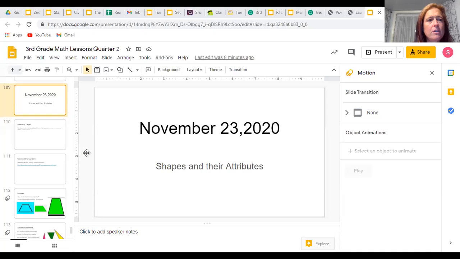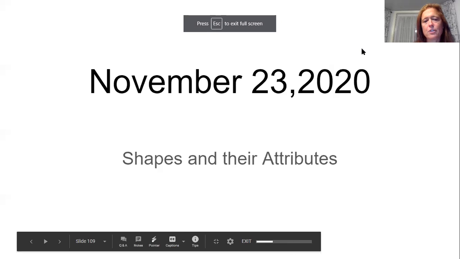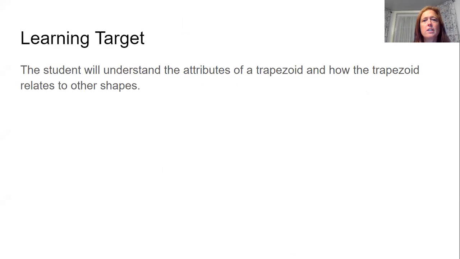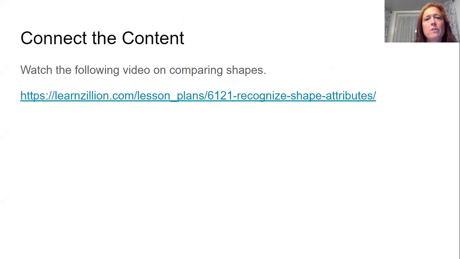Today is November the 23rd, and we are again talking about shapes and their attributes. Today, our learning target is that the student will understand the attributes of a trapezoid and how the trapezoid relates to other shapes. We will first watch the following video on comparing shapes.